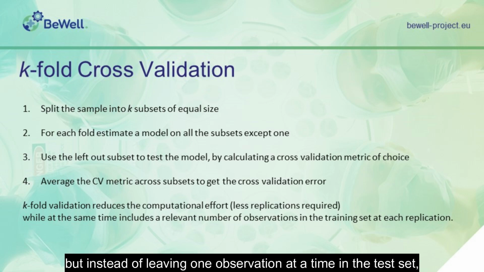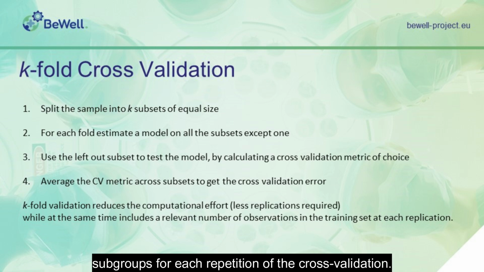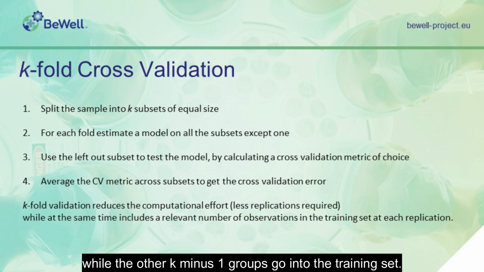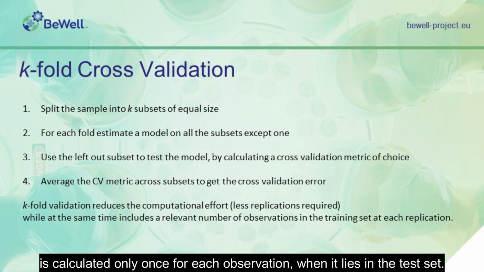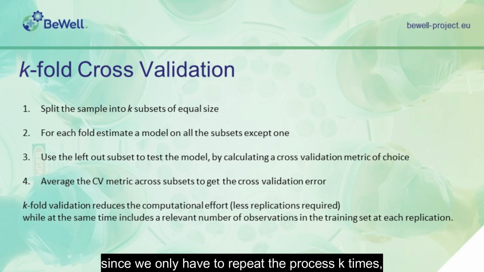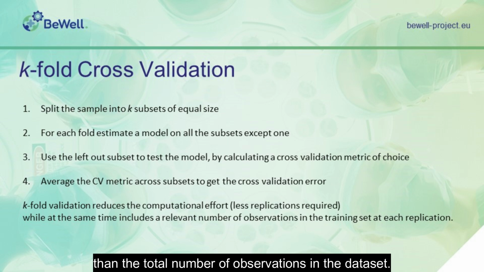The idea is the same, but instead of leaving one observation at a time in the test set, one group of observations is dropped at a time. Operationally, the dataset is divided into k subgroups for each repetition of the cross-validation. A group goes into the test set, while the other k-1 groups go into the training set. As in the leave one out cross-validation, the error is calculated only once for each observation, when it lies in the test set. But the computational effort of this approach is much lower, since we only have to repeat the process k times. And k can be much lower than the total number of observations in the dataset.